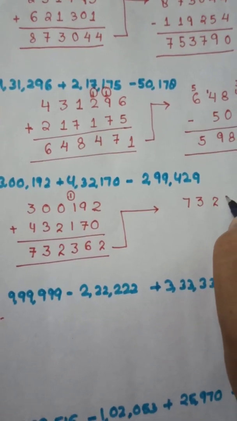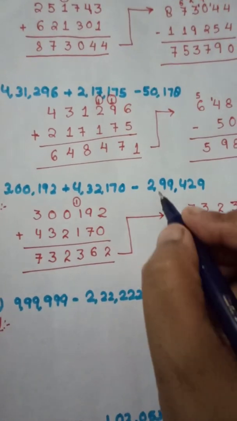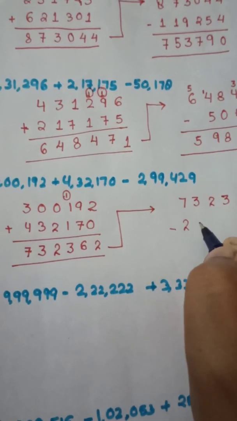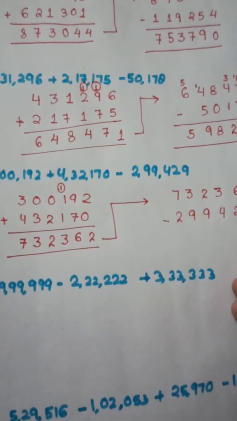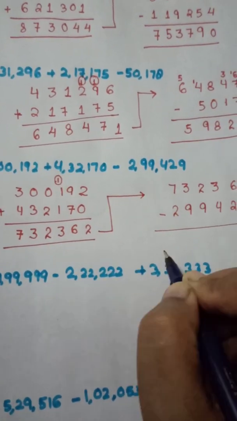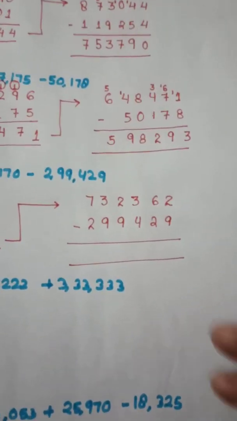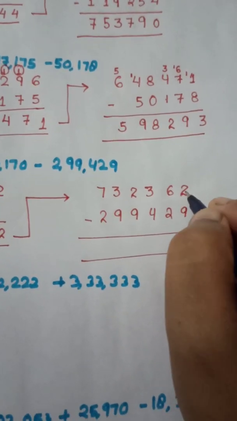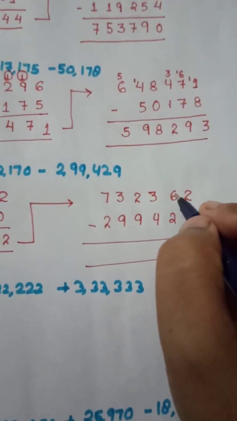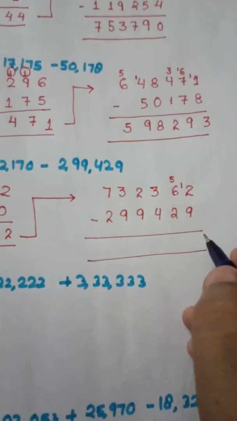Now this is the answer that we have obtained over here. Then, okay, write down this number as it is: 299429. Start subtracting it. First of all, we need to take one borrow because we cannot subtract 9 from 2, right? So it will become 12 and 5 will be left over here.